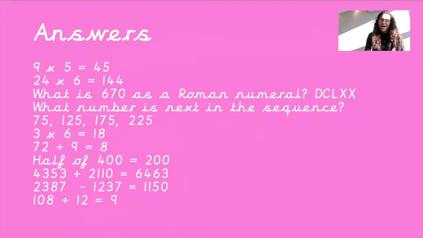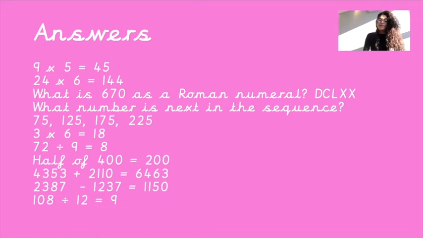So the answers are as follows. 9 times 5 equals 45. 24 times 6 equals 144. What is 670 as a Roman numeral? DCLXX. What number is next in the sequence? 75, 125, 175, 225. 3 times 6 equals 18. 72 divided by 9 equals 8. Half of 400 equals 200.